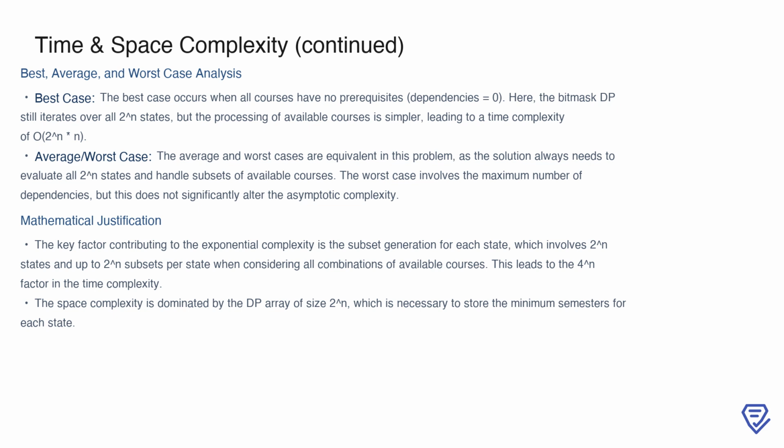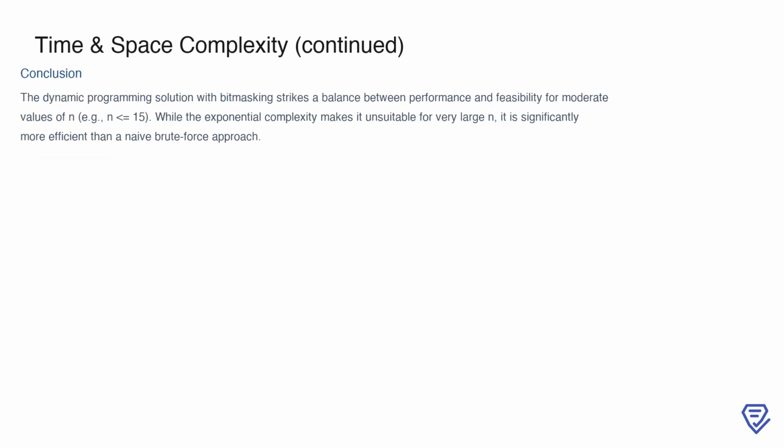With 2^n states and up to 2^n subsets per state, the time complexity includes a dominant 4^n factor. For space, the dp array of size 2^n dominates the overall complexity, reflecting the trade-offs inherent in the approach. In conclusion, the dynamic programming solution with bit masking offers a practical method for scheduling courses within the given constraints.